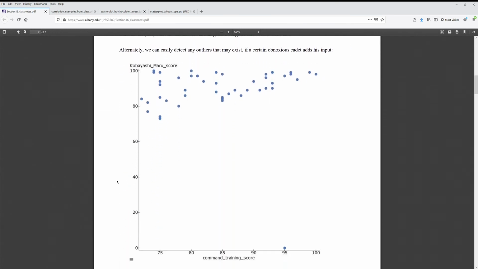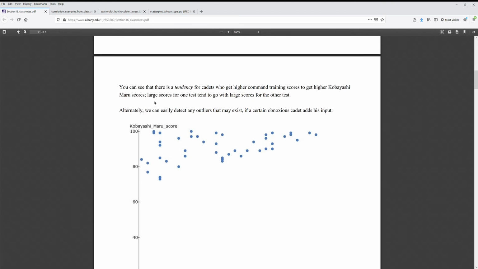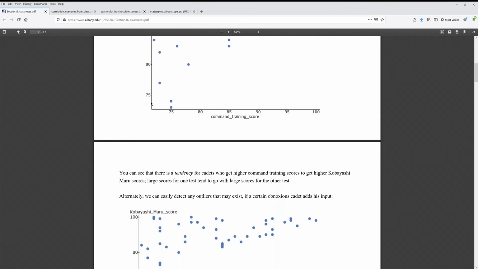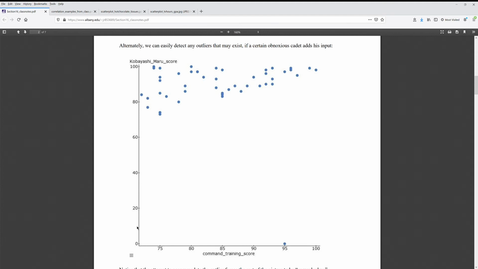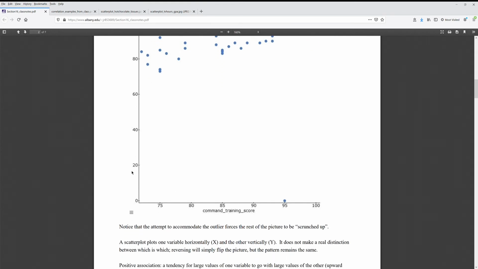So we'll throw in this cadet who did very high on the command training score, but very low on the Kobayashi-Maru score. So the attempt to accommodate this obvious outlier in the data scrunches up the rest of the picture. The rest of the picture is exactly what it was before. It's just scrunched up because we're expanding this vertical scale to accommodate the new individual who wasn't present in the previous set of data. And I'll leave it to your imagination who this is. Notice that the attempt to accommodate the new outlier forces the rest of the picture to be scrunched up.